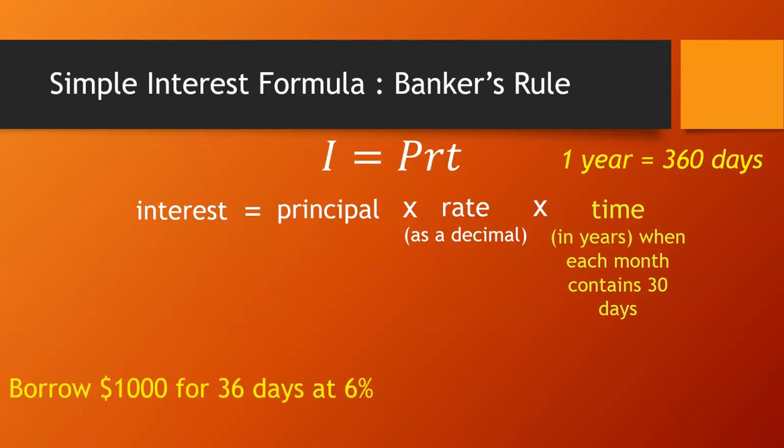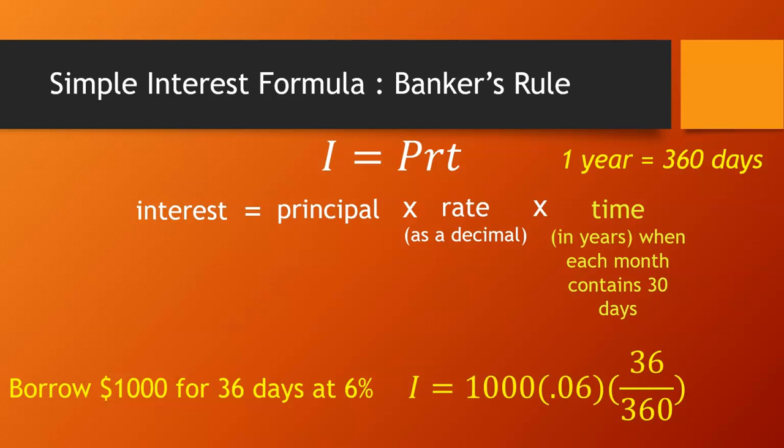If we want to find the interest that we owe when we borrow $1,000 for 36 days at 6%, we'll have to rewrite the 36 days as 36 days out of 360 days in a year in order to come up with our interest of $6.